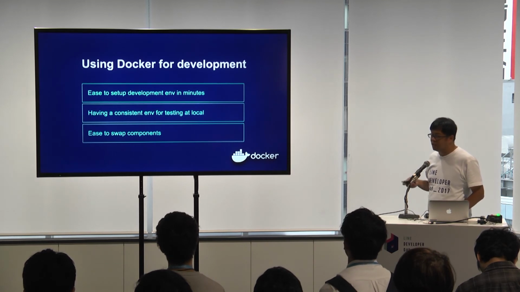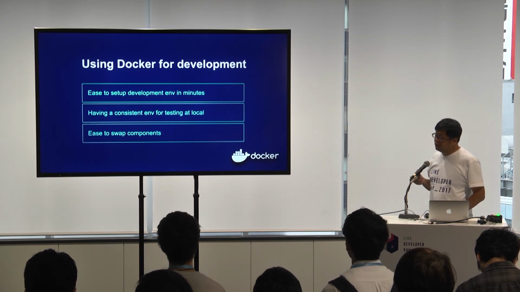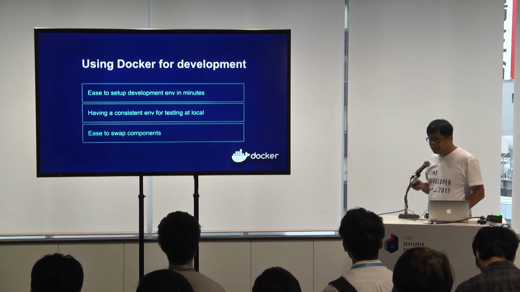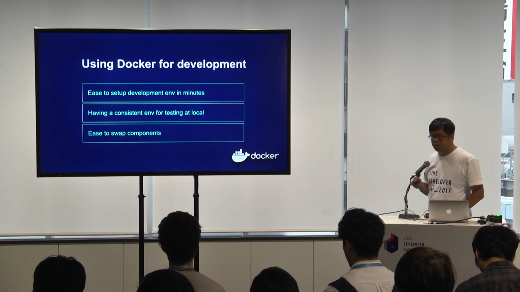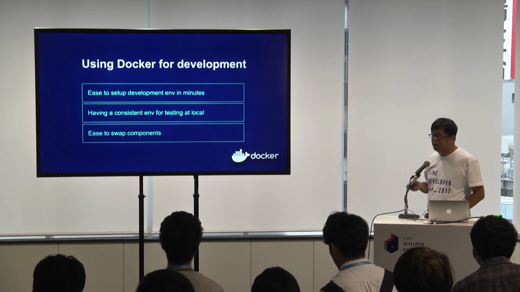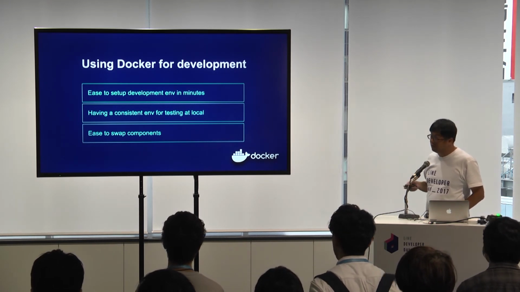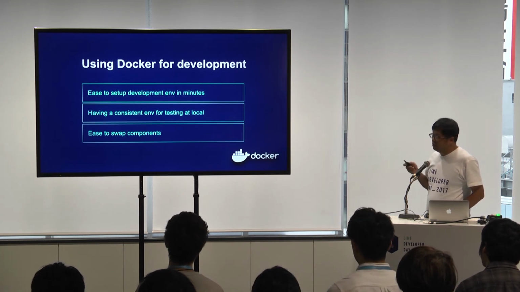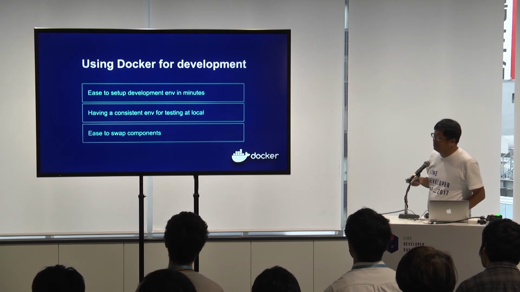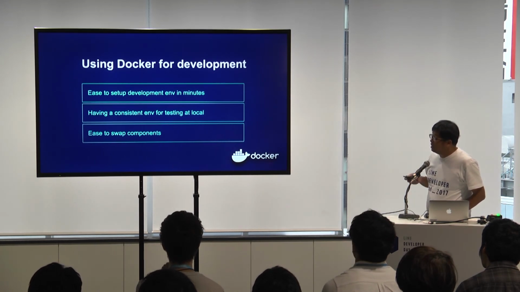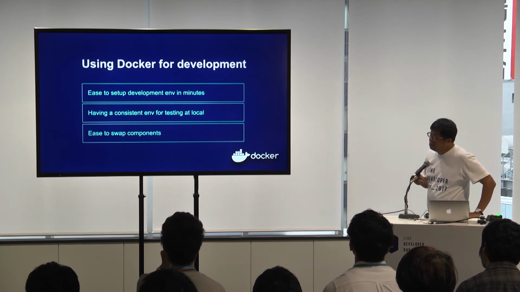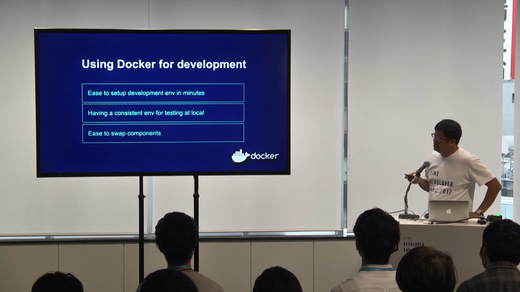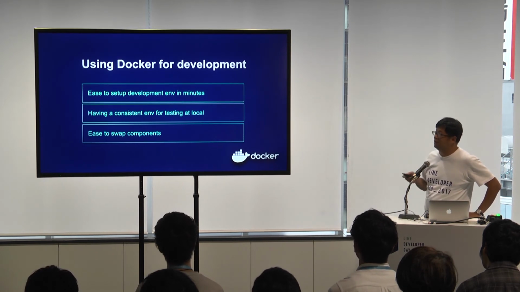So what is a consistent environment? A consistent environment is one where we have the same configuration, for example network configuration and application configuration, as the real production environment. We can use that to test the real case before we commit the code. And since each service is packed into Docker images, we can easily swap different components.